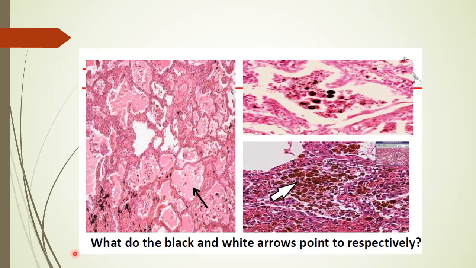And now I want you to test yourself. What do the black and white arrows point to respectively? Think well. Yes, I can hear you. The black arrow points to heart failure cells.